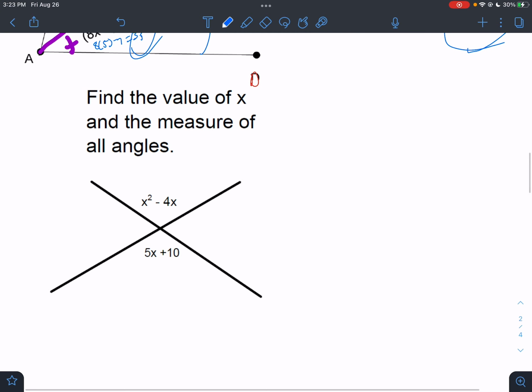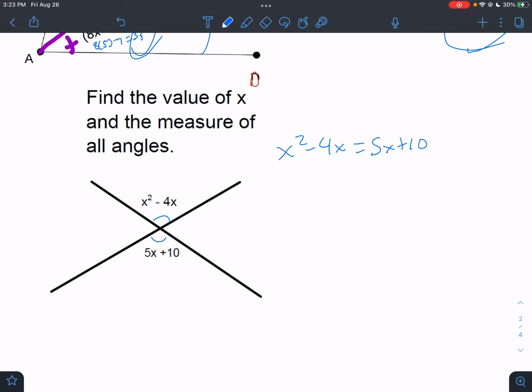There we go. Find the value of x and the measure of all angles. Well, these are vertical angles. How do I know? They have opposite rays. So what do I know about these two angles? We said vertical angles have to be congruent. I know that x squared minus 4x has to equal 5x plus 10. I'm not going to go into a deep lesson right now on how to solve a quadratic, but I will just remind you that vertical angles are equal.